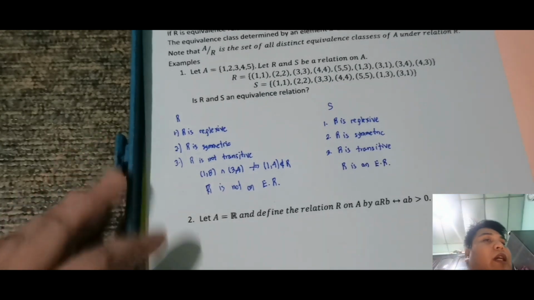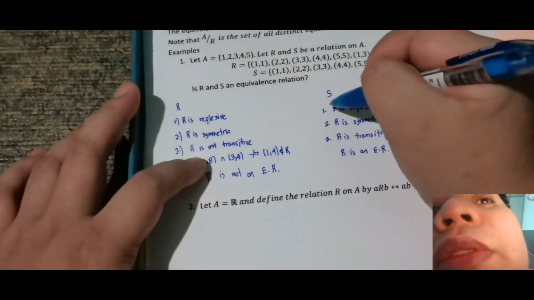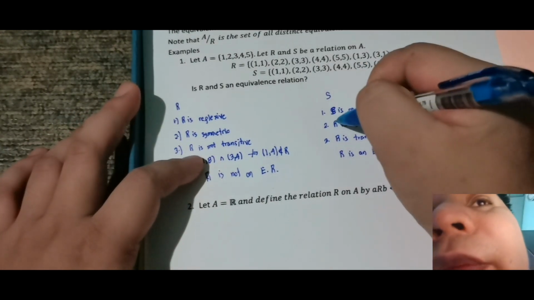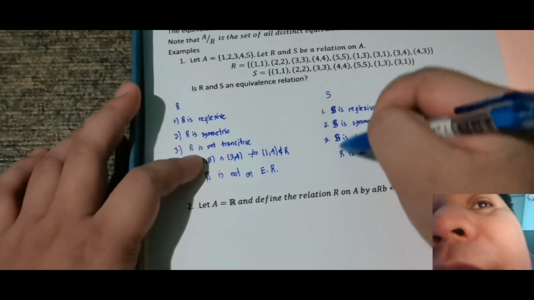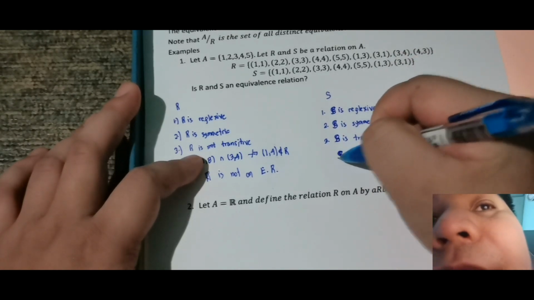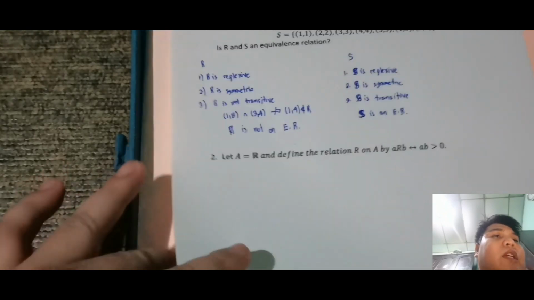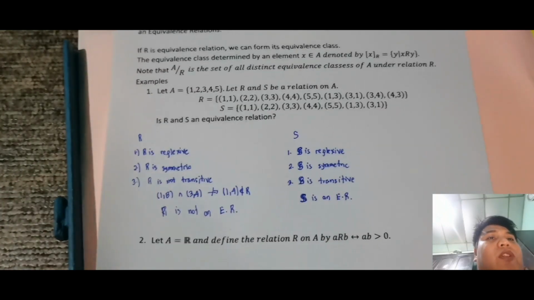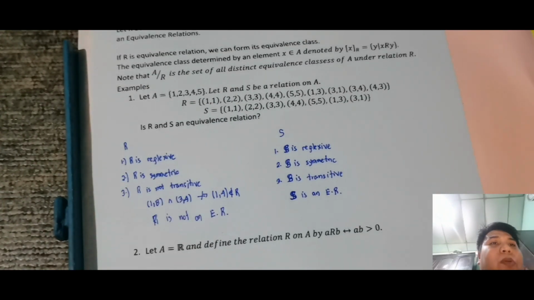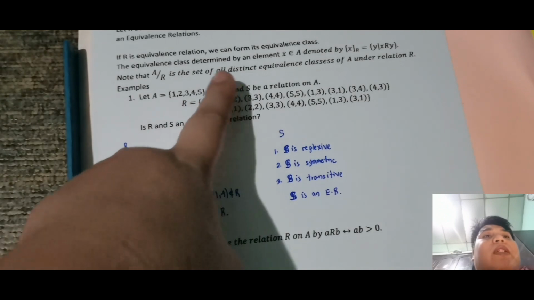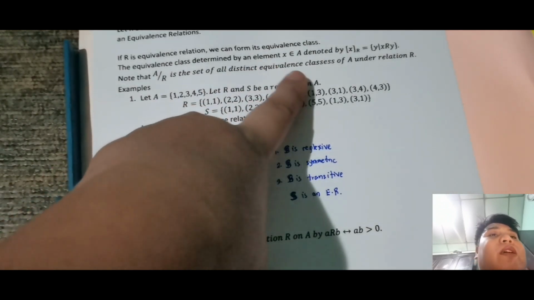Okay? So, ulit sorry, sa S pala pinag-uusapan. S is reflexive, symmetric, and transitive. Therefore, S is an equivalence relation. So ngayon, since equivalence relation siya, i-form naman natin yung kanyang equivalence classes. Okay, so sabi niya, the equivalence classes determined by an element X of A.